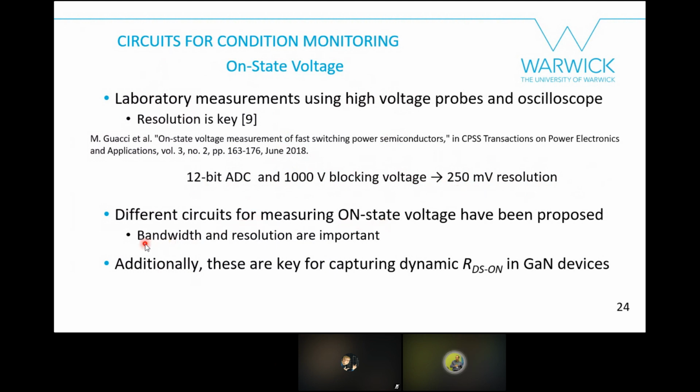Different circuits have been proposed, and the key parameters are bandwidth and resolution. I would also like to highlight that these parameters are key for determining dynamic RDS-on in GaN devices. That's something that happens really fast after you turn off your device. So you have the same requirements of bandwidth and resolution.